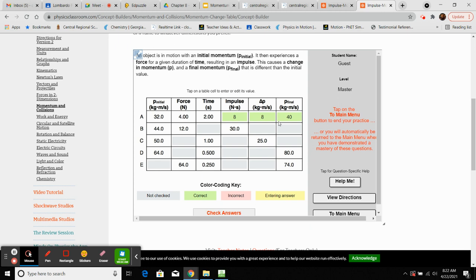Yeah, you're going to add them. Now, that's a good question. So if your impulse is a negative force because it's going in an opposite direction, right? So let's just say it was negative 4 times 2 seconds. This would have been a negative 8. So your change in momentum would be negative 8. But you would still do 32 plus your change. So 32 plus a negative 8 would give us what?